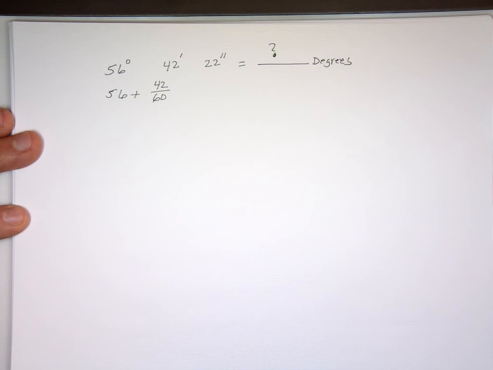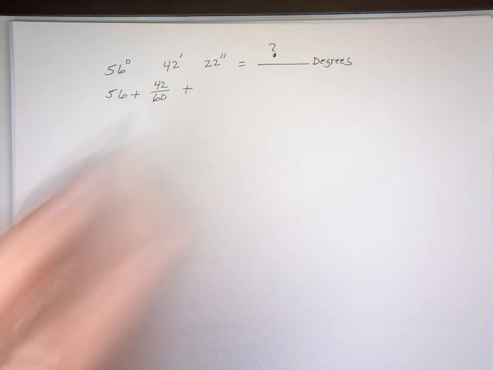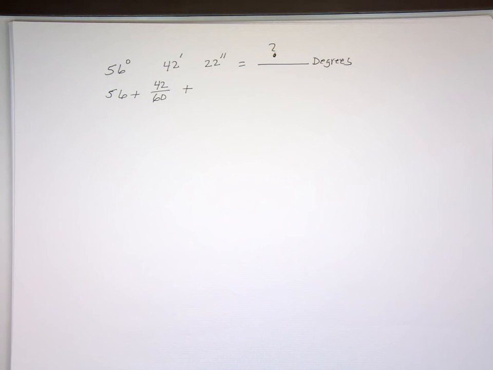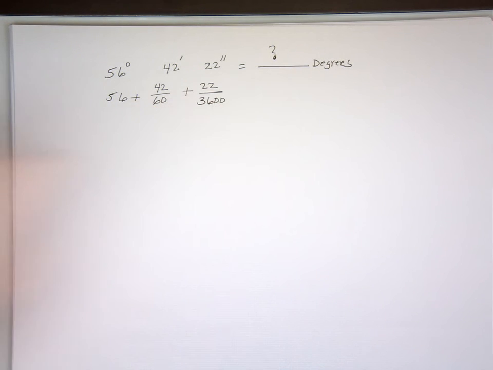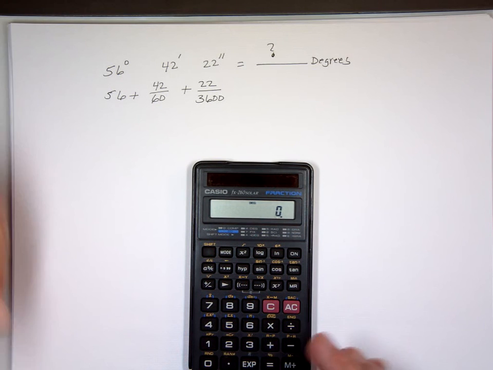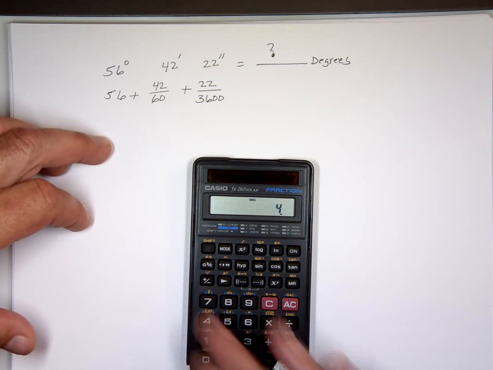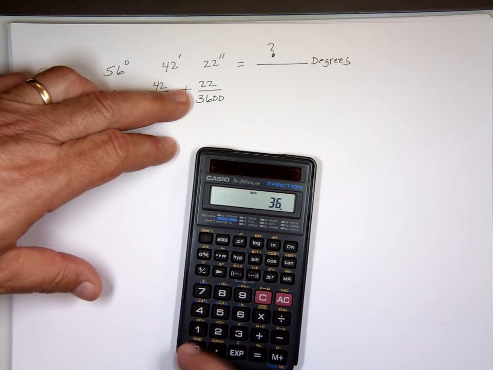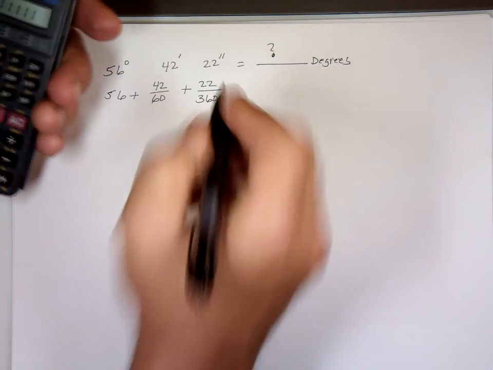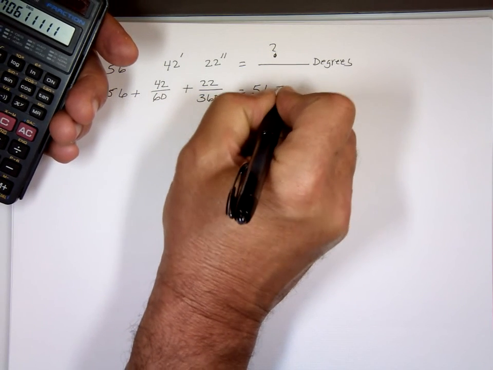Then you've got to change the seconds to hours. How do you change seconds to hours? How many seconds in 1 hour? Can't be 60. 3,600? Because an hour has 60 minutes, each minute has 60 seconds, 60 times 60, 3,600. So divide that by 3,600. And if you do the math the way you see it, if you have a decent calculator, 56 plus 42 divided by 60 plus 22 divided by 3,600, it's 56.7061111 repeating.